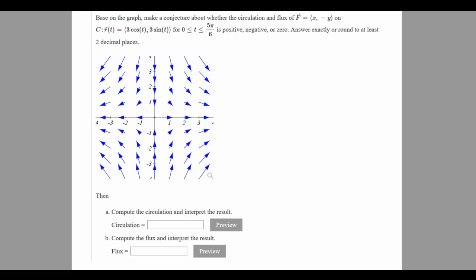The first part of the question is asking us to take a look at the graph and see can we say anything about the circulation and flux. So if you watch the lesson video, we go something like this. The curve R is the circle with a radius of 3, which starts at 3 on the x-axis and goes in the counterclockwise direction.